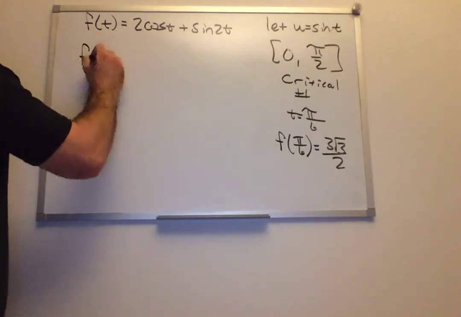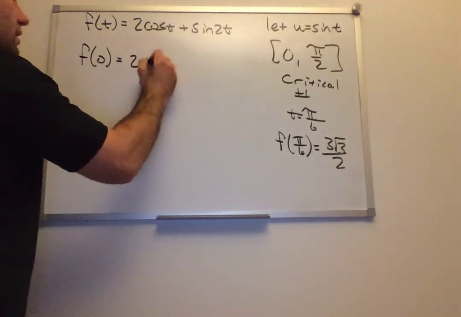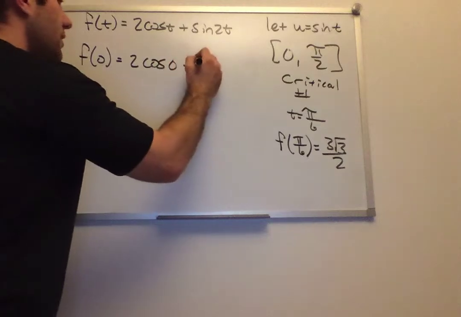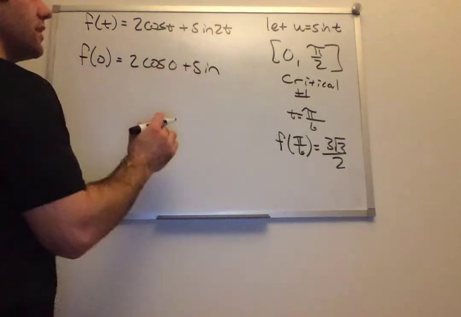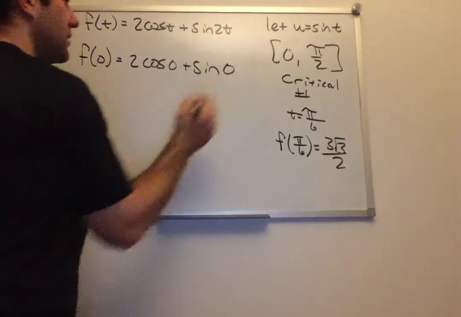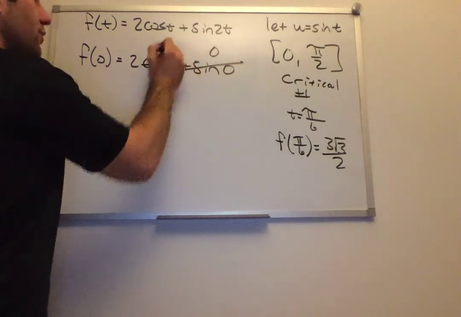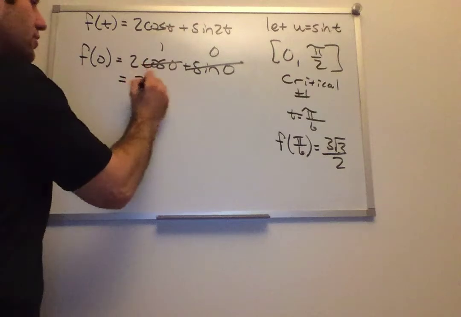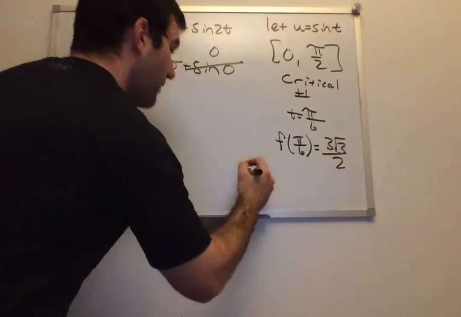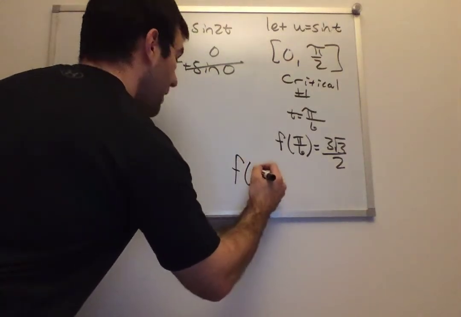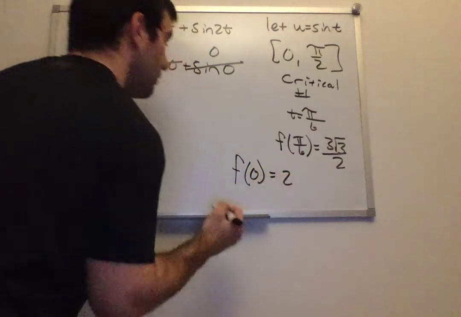So f of 0. 2 times the cosine of 0 plus sine of 2 times 0. 2 times 0 is 0, so sine of 0, which is 0. Cosine of 0 is 1, so 2 times 1 is just 2. So we've got one endpoint, f of 0 equaling 2.